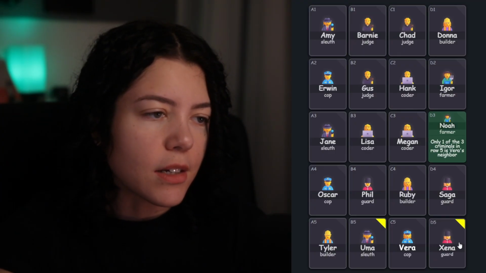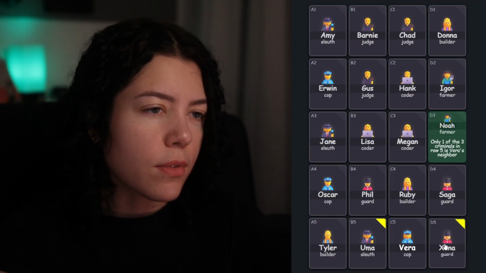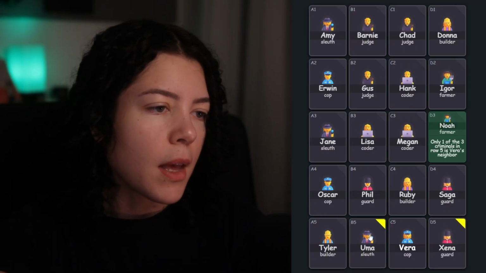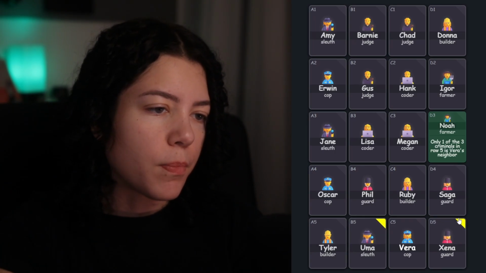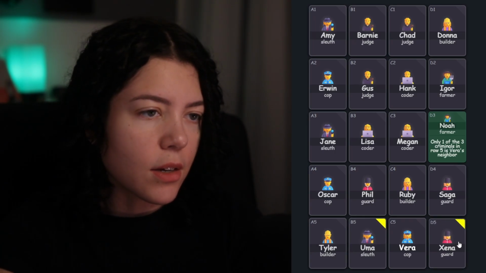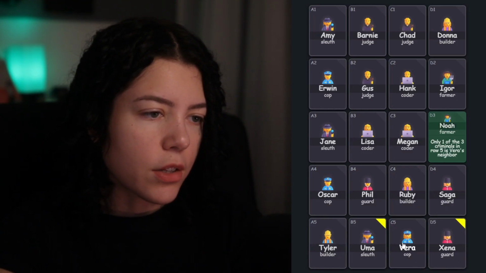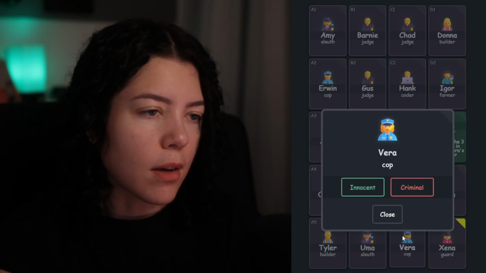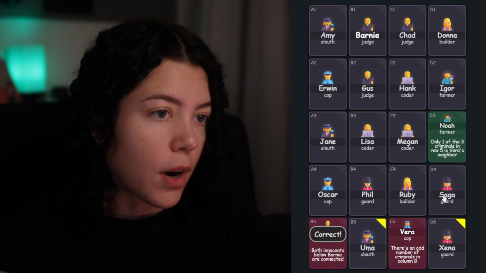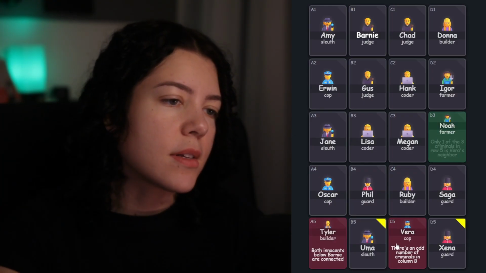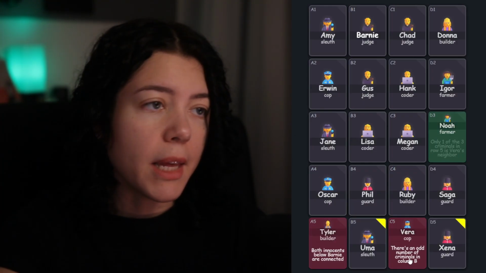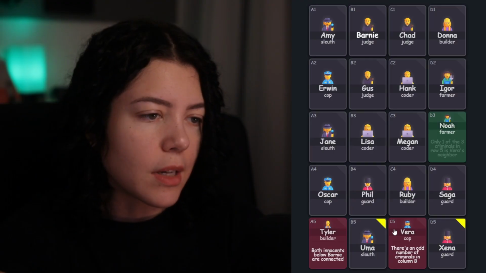But one more thing, there's 4 people in row 5 and 3 of them are criminals. If we know that one of these people is an innocent, that's the single innocent that is in that row, because we need the other 2 people to be criminals as well, so we can have 3. So Vera and Tyler both are criminals. And now Vera says there's an odd number of criminals in column B. We don't know how many are there yet, so let's leave that there.